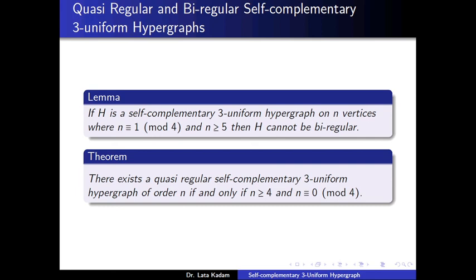These are some results about quasi-regular and biregular self-complementary 3-uniform hypergraphs. If H is a self-complementary 3-uniform hypergraph on n vertices, where n is congruent to 1 modulo 4 and n is greater than or equal to 5, then H cannot be biregular. And there exists a quasi-regular self-complementary 3-uniform hypergraph of order n if and only if n is greater than or equal to 4 and n is congruent to 0 modulo 4.